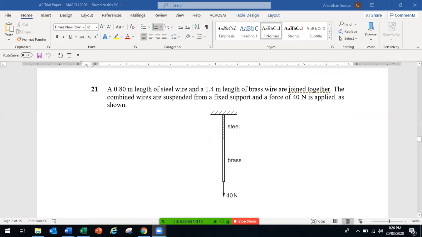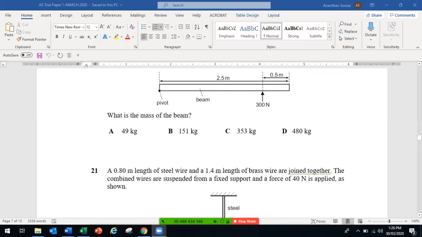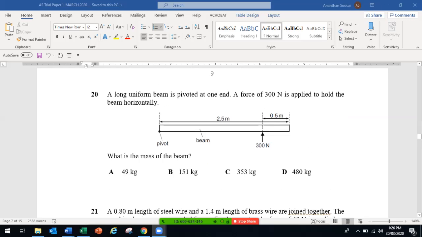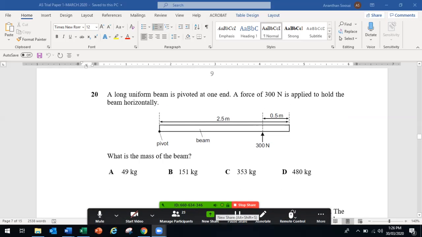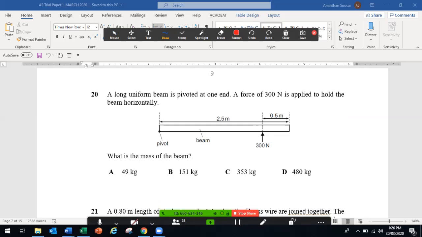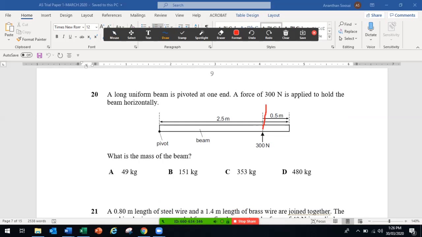Wait, teacher, can you discuss it? Because just now I wasn't here. 20, yeah. 20, because the force here is acting up and the weight is acting at the center, down.